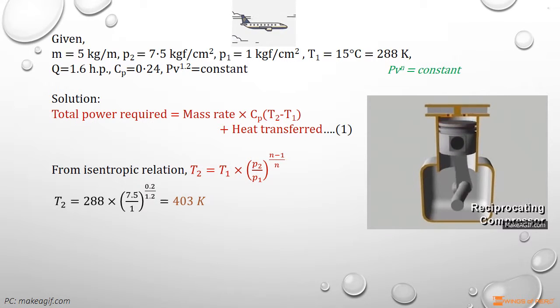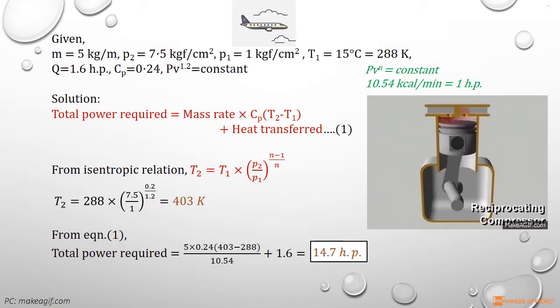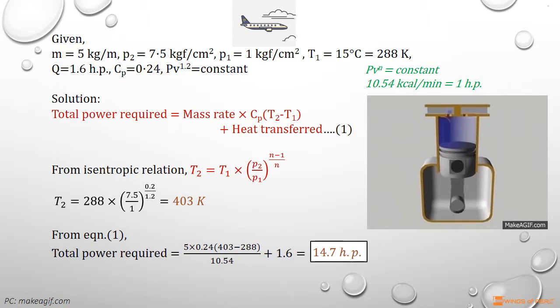Now substitute those values and solve. We get T2 is equal to 403 Kelvin. Now we can find out the total power required. Solving equation number 1 with known values, we get the required power.